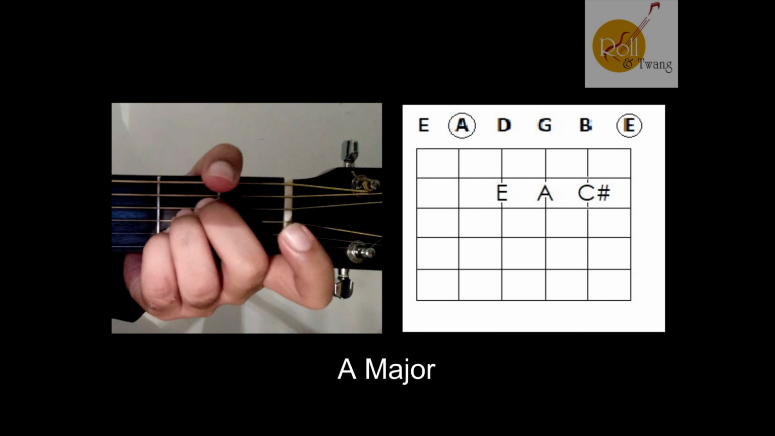So if we start from the root note, which is A string, the notes are A, which is open A string, E, which is second fret of D string, A, which is second fret of G string, then C sharp, which is second fret of B string, and E, which is the high E string. So that is it, A, C sharp and E throughout the A major chord shape. Now let's go to A minor.